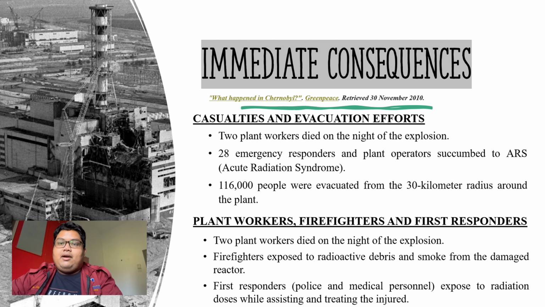Second, the impact on plant workers, firefighters and first responders. As I mentioned before, 2 plant workers died in the explosion. Firefighters were exposed to radioactive debris and smoke due to the damaged reactor. Thirdly, first responders such as police and medical personnel were exposed to radiation doses while treating and assisting the injured.